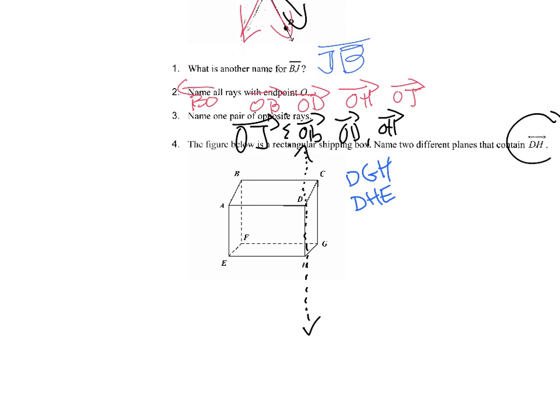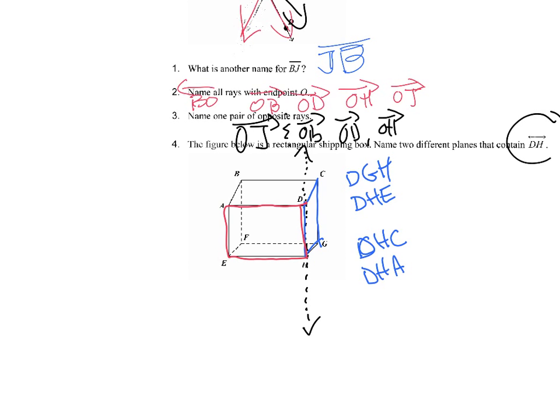Or you could have said DHC, and DHA. Or in fact, you could have said any combination of these three letters over here, D, C, G, and H, and these letters over here, D, A, E, and H.